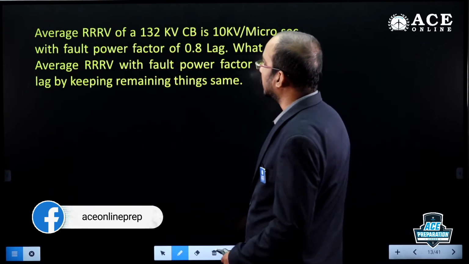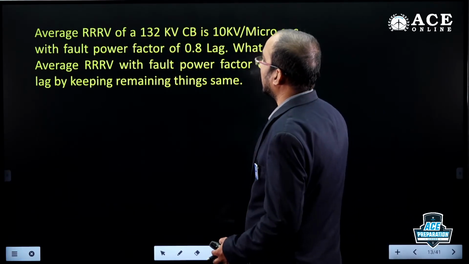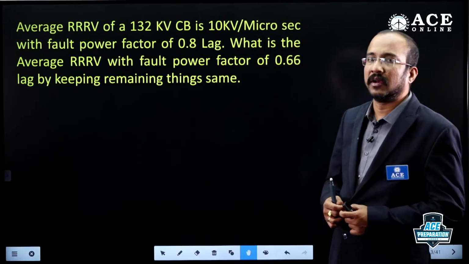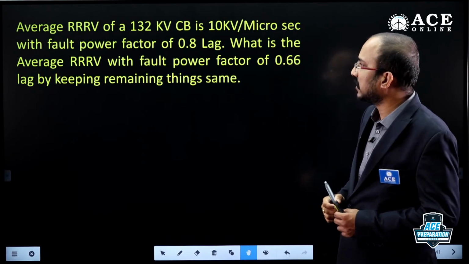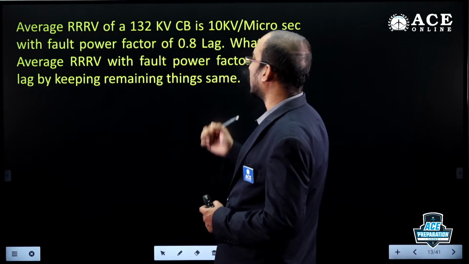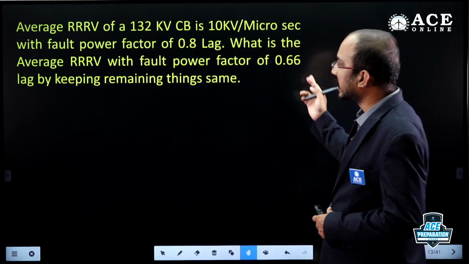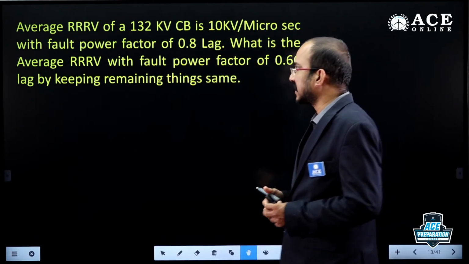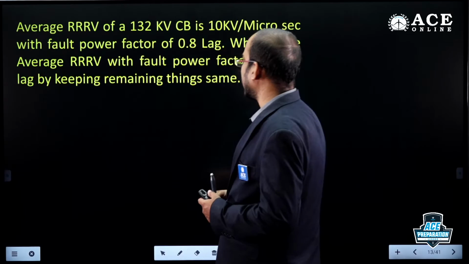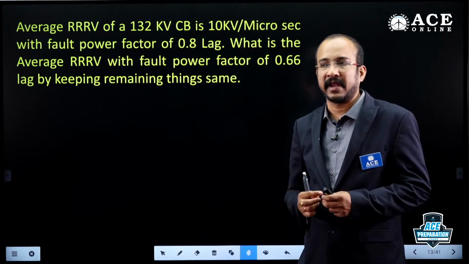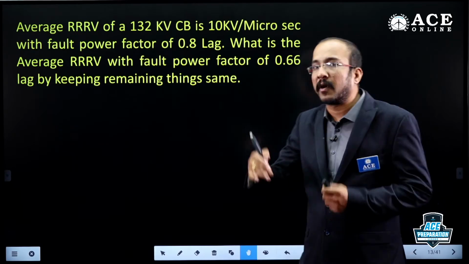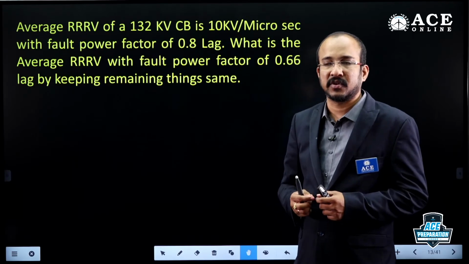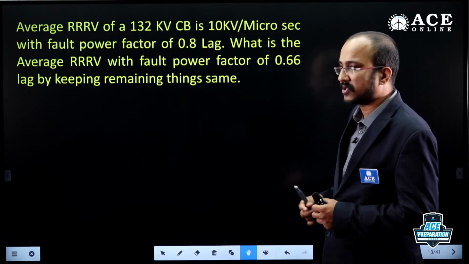Observe this one. What has he given? The average RRRV of a 132 kV circuit breaker is 10 kilovolt per microsecond with a fault power factor of 0.8 lag. What is the average RRRV with a fault power factor of 0.66 lag, keeping the remaining things the same? Assuming the remaining values are the same, if the fault power factor is changed, what will be the change in average rate of rise of restriking voltage? That's his question.